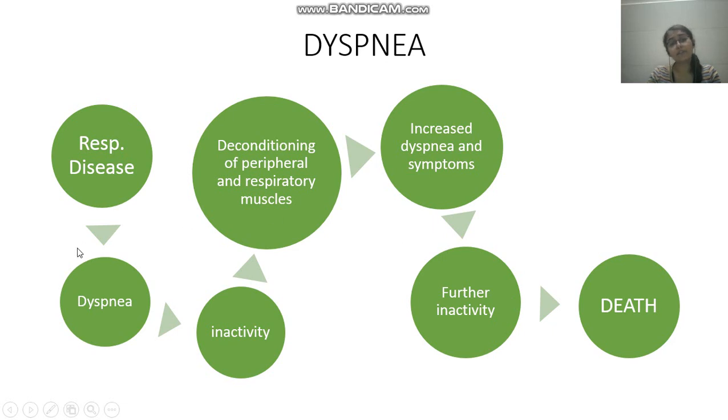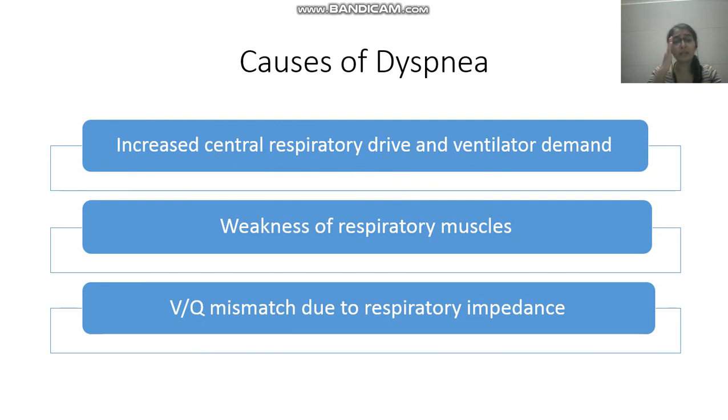So if we manage dyspnea at this very first level, we can improve the quality of life of the patient and help majorly in their rehabilitation and treatment. What are the causes of dyspnea? Why does this dyspnea happen?